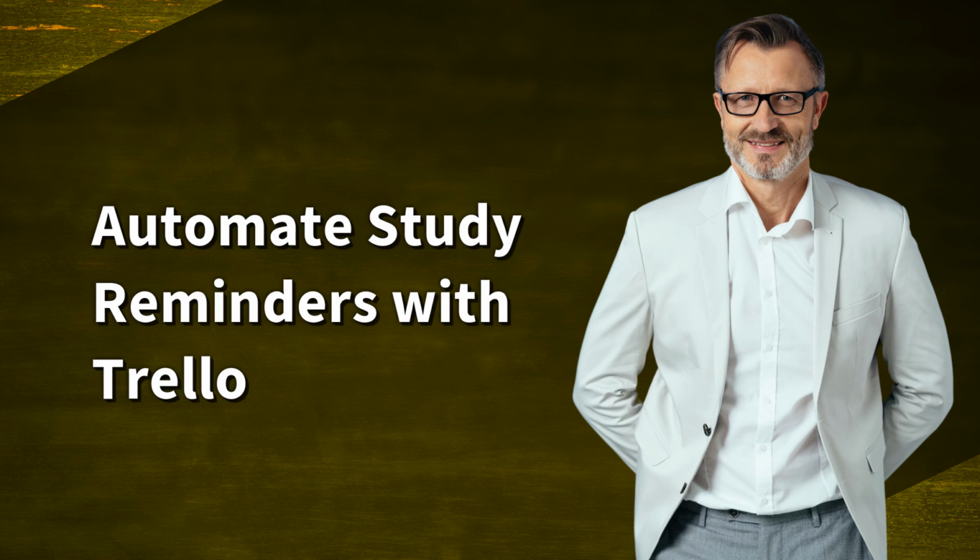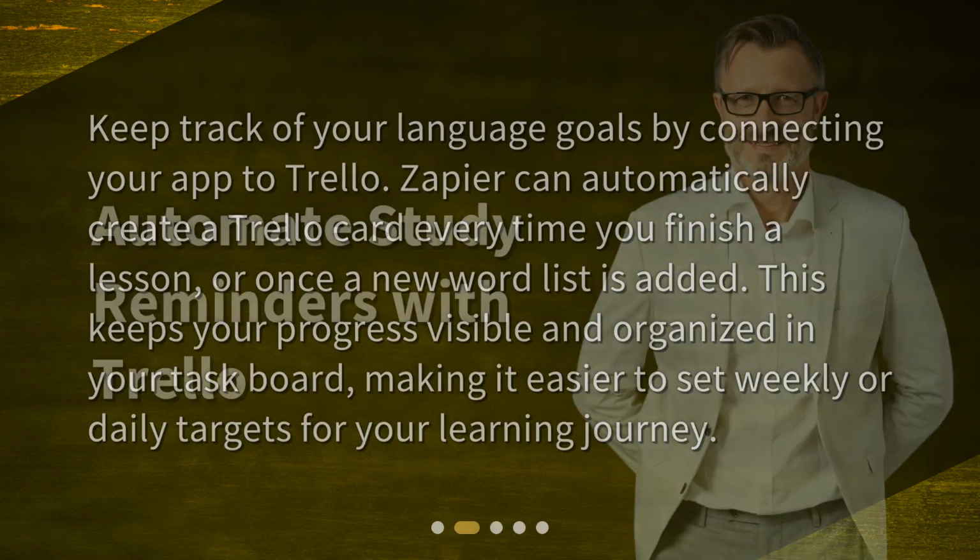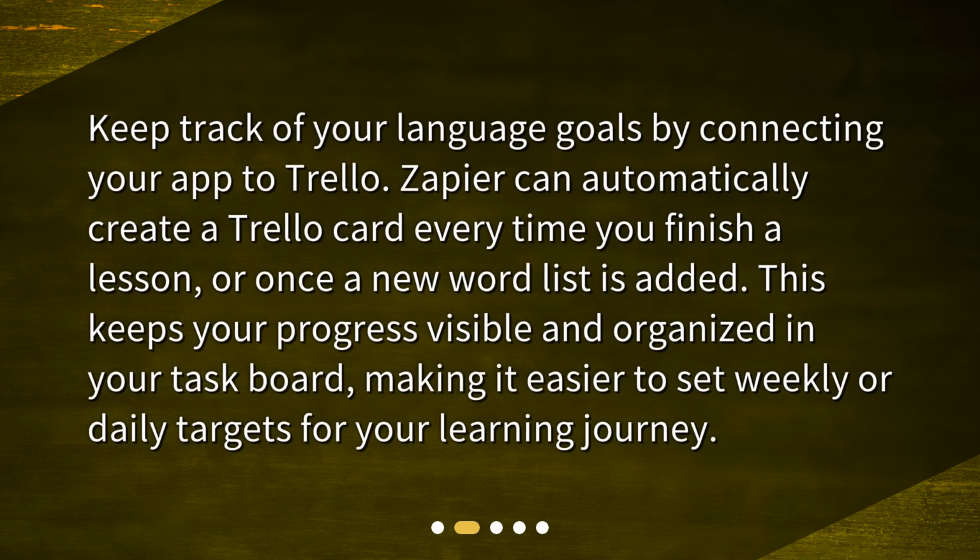Automate study reminders with Trello. Keep track of your language goals by connecting your app to Trello. Zapier can automatically create a Trello card every time you finish a lesson, or once a new word list is added. This keeps your progress visible and organized in your task board, making it easier to set weekly or daily targets for your learning journey.